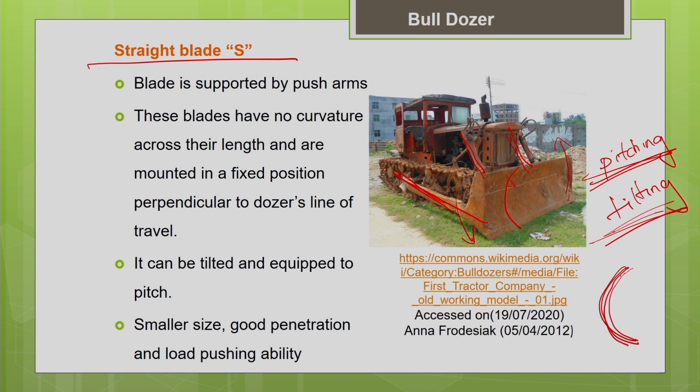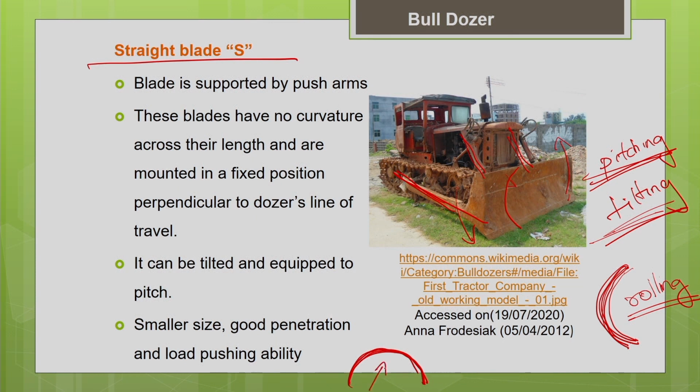You want to push the material, so the material should roll in front of the blade. To facilitate the rolling effect, we have this curvature, so that the material can easily roll. All the blades will have the curvature in the vertical plane, but there are some blades which also have curvature in the horizontal plane. You can see some blades are curved like this. The main reason why the blade is curved like this is so that the material will be contained.